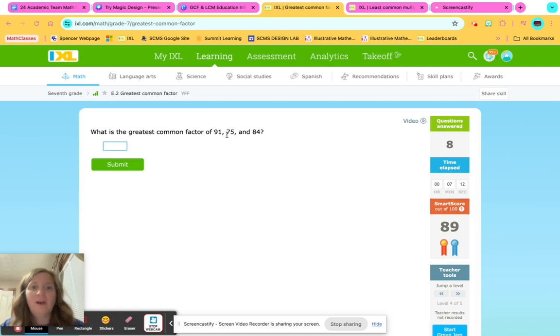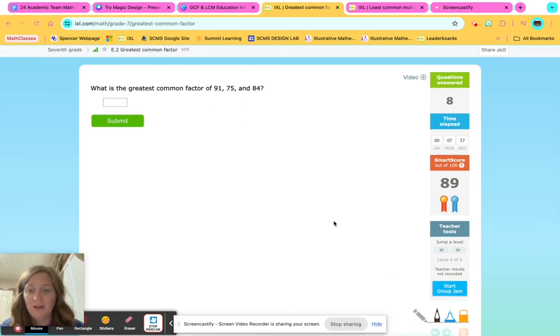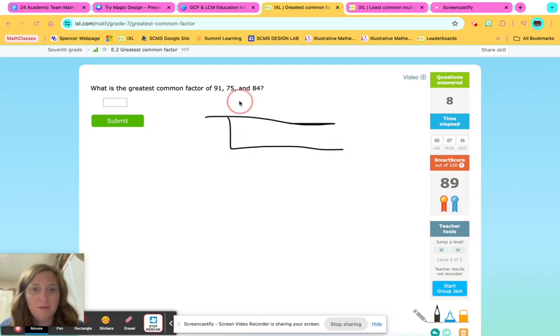Let's find one that's a little bit harder. Oh, I love this one. 91, 75, and 84. Do I want to do a prime factor tree for every single one of these? It's not going to work well. Let's see if the ladder works for this. The ladder worked for the one that I could have done easily. All right, so let's try it. Again, your ladder does not have to be beautiful like mine. This is beautiful work. 91, 75, 84.